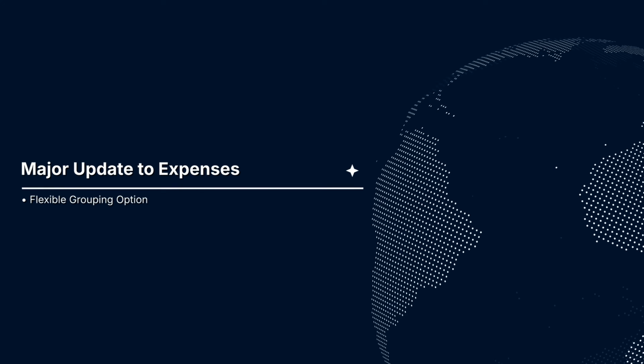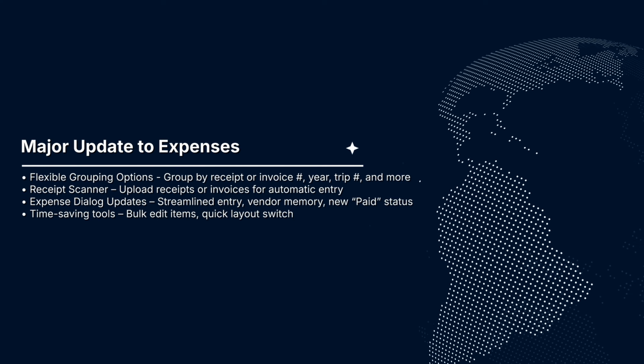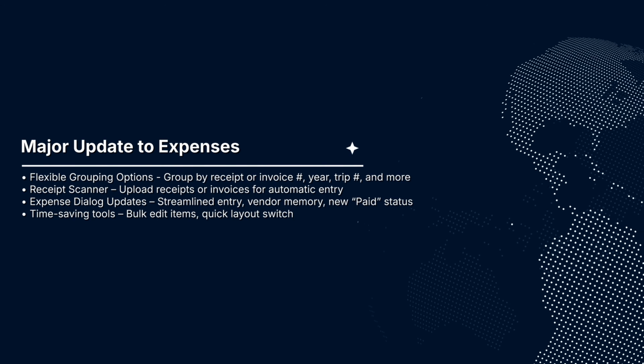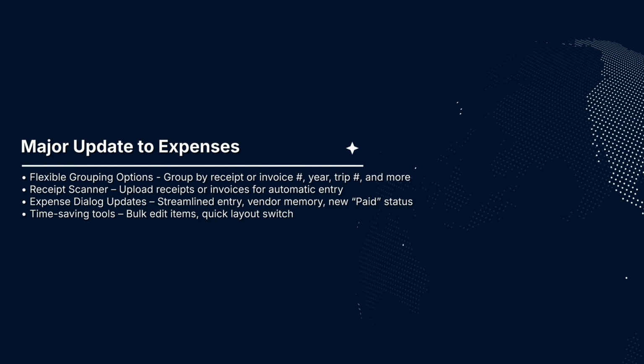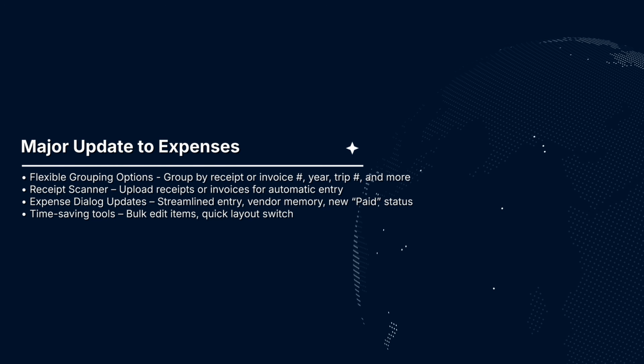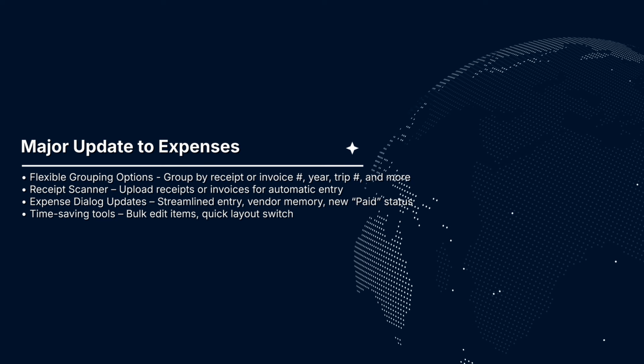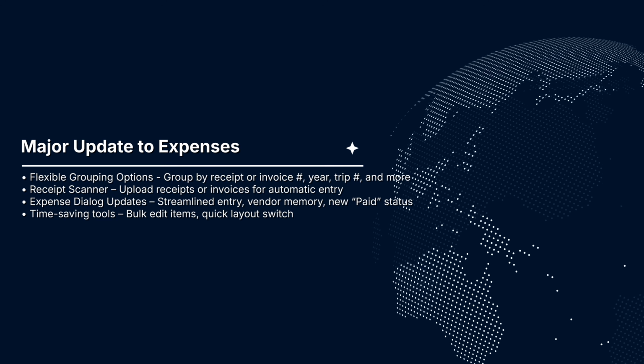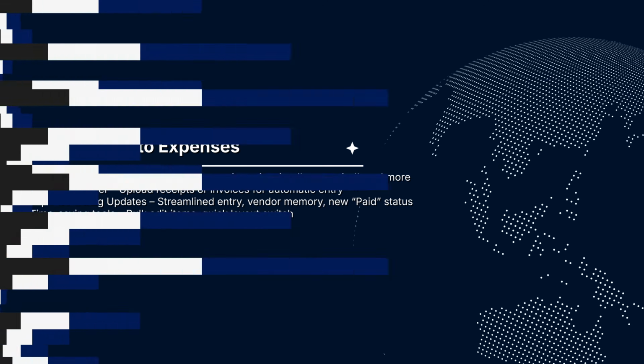In this release, we've overhauled the way expenses are handled across the platform. The most impactful changes include our new receipt scanner and a more powerful way of viewing expenses grouped by month, trip number, or other criteria. Let's walk through the update together.